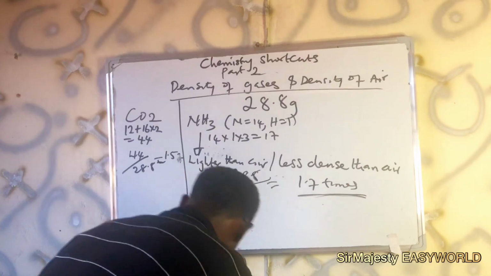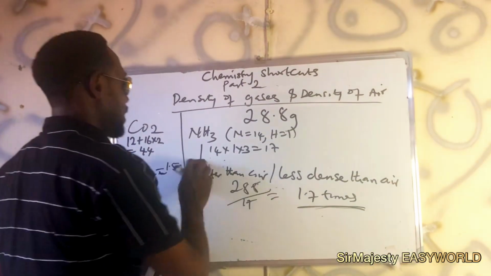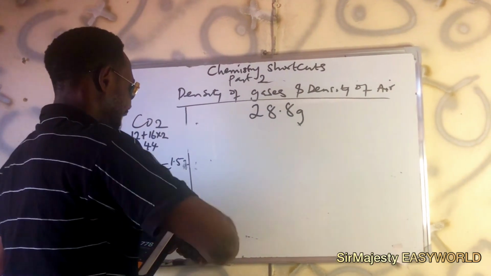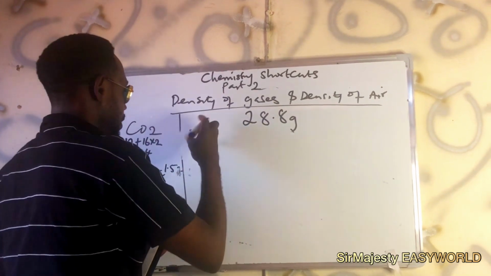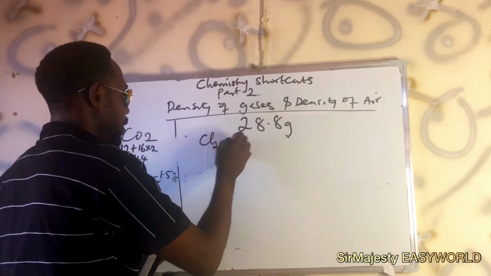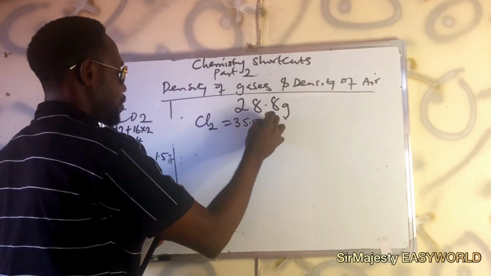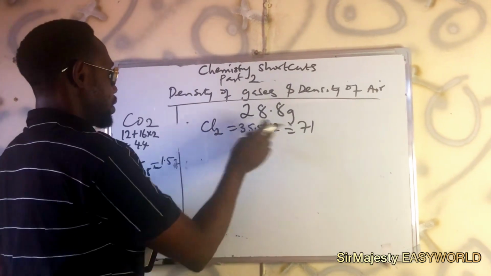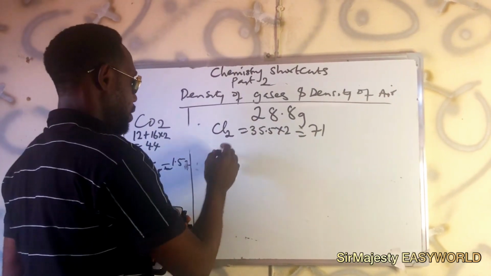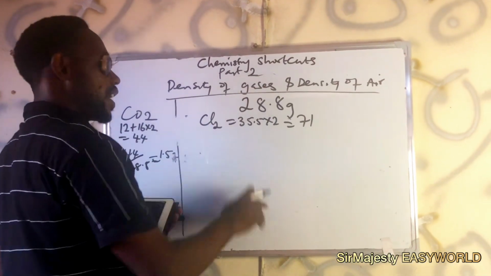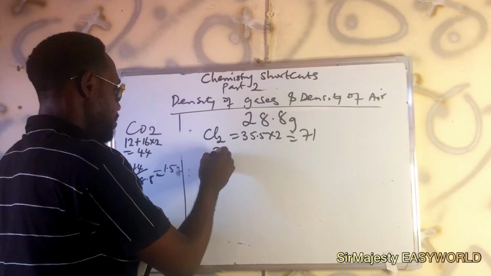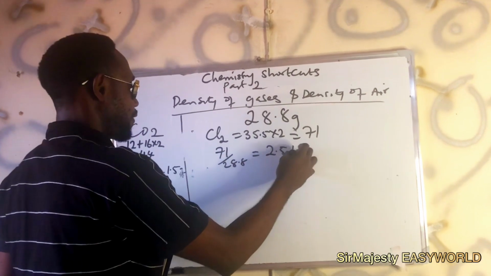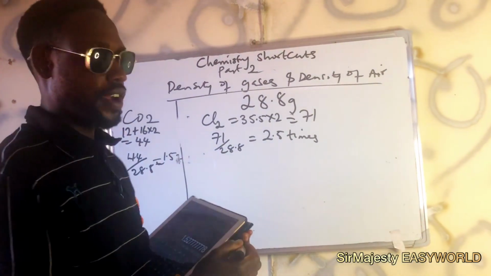If the question says, is chlorine heavier or lighter than air, you take note that chlorine is diatomic, of course. One chlorine atom is 35.5, times 2, which shows that 1 mole of chlorine gas is 71. Therefore, it's obvious that 71 is far more than 28.8. So what do we say? Chlorine is heavier than air. And then, how many times? 71 divided by 28.8, which is approximately 2.5 times. So chlorine gas is 2.5 times heavier than air.